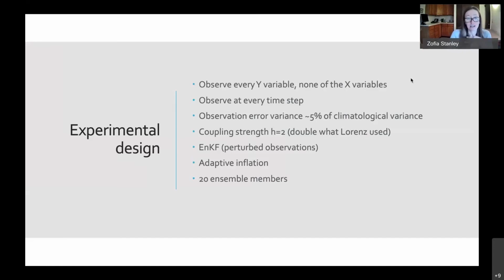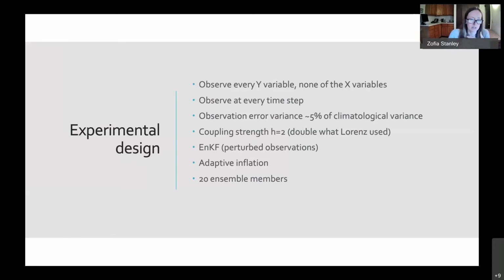We are observing at every time step with an observation error variance of 0.005, which is about 5% of the climatological variance of the Y process. And then we use a coupling strength, rather, H equals 2, which is double what Lorenz used. And that's just to increase the impact of these cross-domain covariances, so that we can actually see some impact from our cross-localization here.